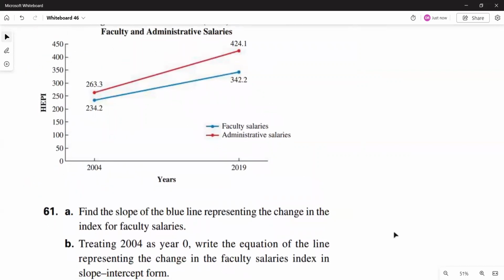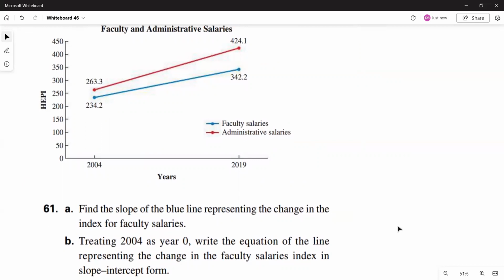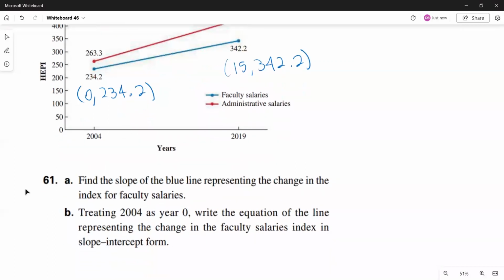Okay, we're going to find the slope of the blue line representing the change in the index for faculty salaries. So we're looking at the blue line, and it says treating 2004 as year zero, write the equation of the line representing the change in the faculty salaries index in slope-intercept form. The points are going to be 0, 234.2, and 2019, that's 15 years after 2004, so that's going to be 15, 342.2. The slope is done.